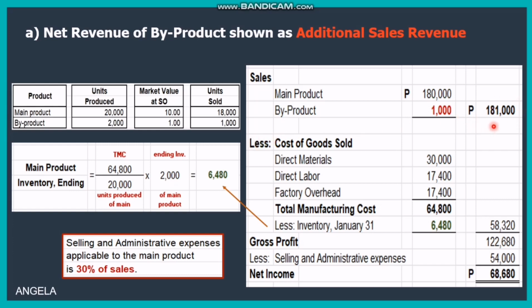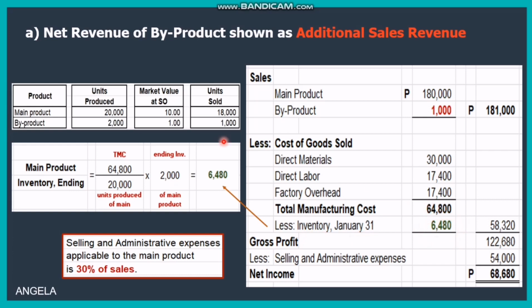Ililess natin yung sales sa cost of goods sold. Para mahanap yung cost of goods sold, i-add lang po natin yung given na direct materials, direct labor, and factory overhead. So, 30,000 plus 17,400 plus 17,400, we will arrive at a total manufacturing cost na 64,800 pesos. Para makuha yung cost of goods sold, i-deduct natin yung total manufacturing cost sa ending inventory ng main product. Paano po ito nakuha?